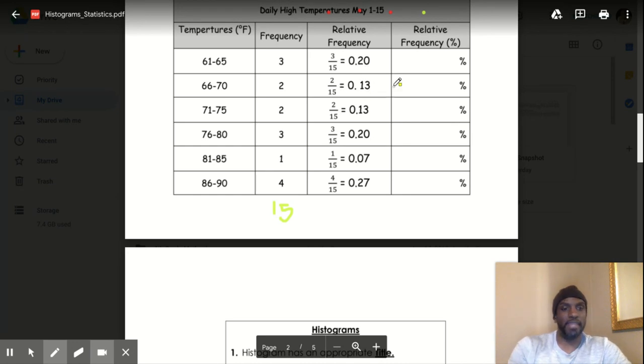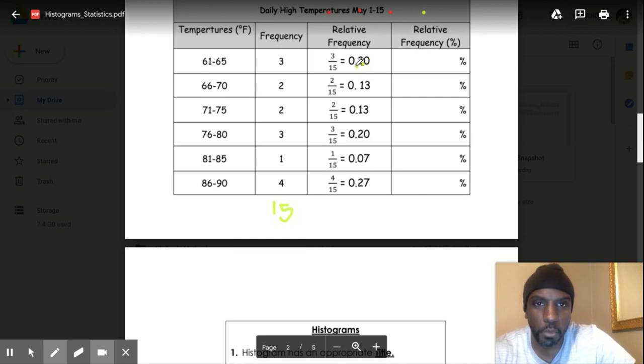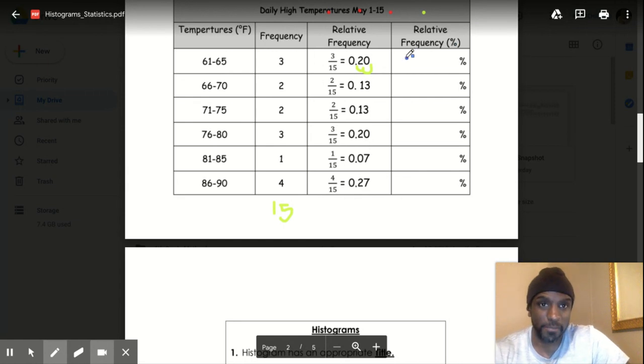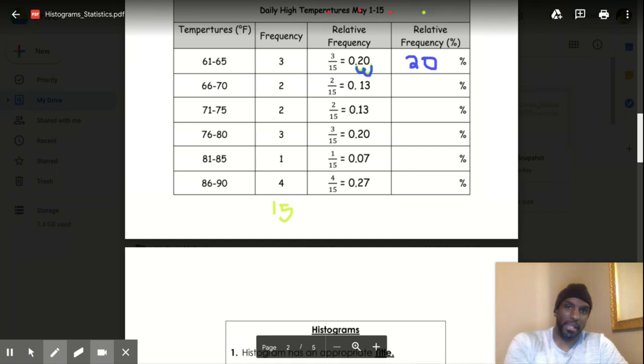Now, if you want to make that a percentage, you multiply it by 100. Multiplying it by 100 moves the decimal place 2 places to the right. So now the relative frequency percentage is 20% here, okay? All I'm doing is moving my decimal 2 places to the right. This is how you calculate relative frequency and relative frequency percentage. We're going to do more of this on Friday, okay?